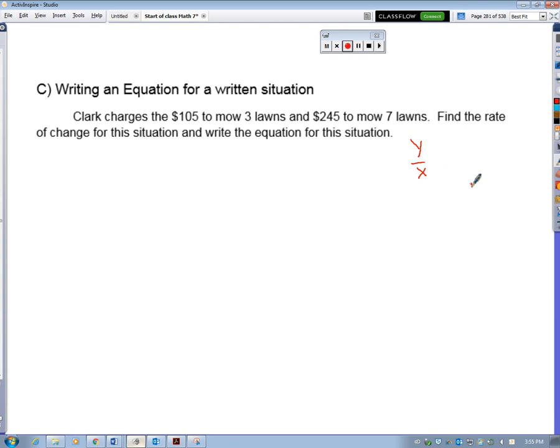So we need to find out which one of these is the y and which one is the x. Is it the lawns or is it the money being charged? Okay, so which one changes and which one does not change? Okay, so the one that is not really going to change, the one that stays the same is lawns, and the money is going to be what can change. And let me explain that to you. Okay, let me help break that down.